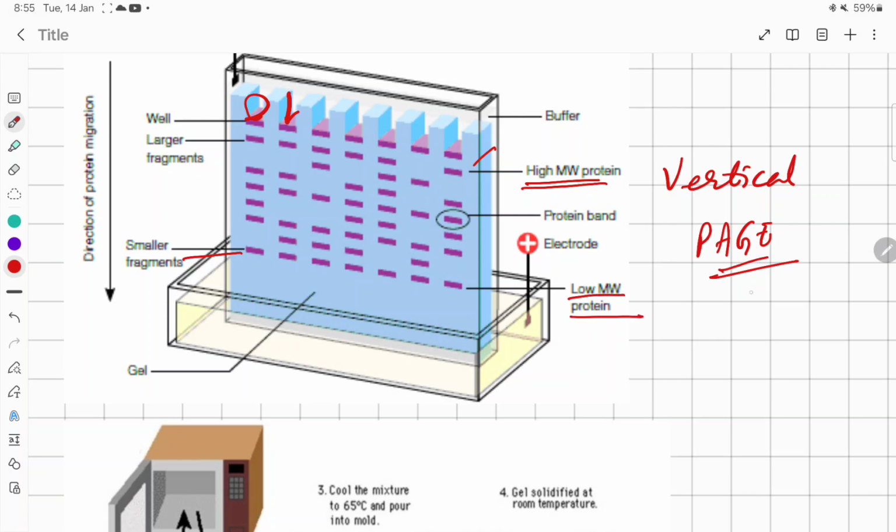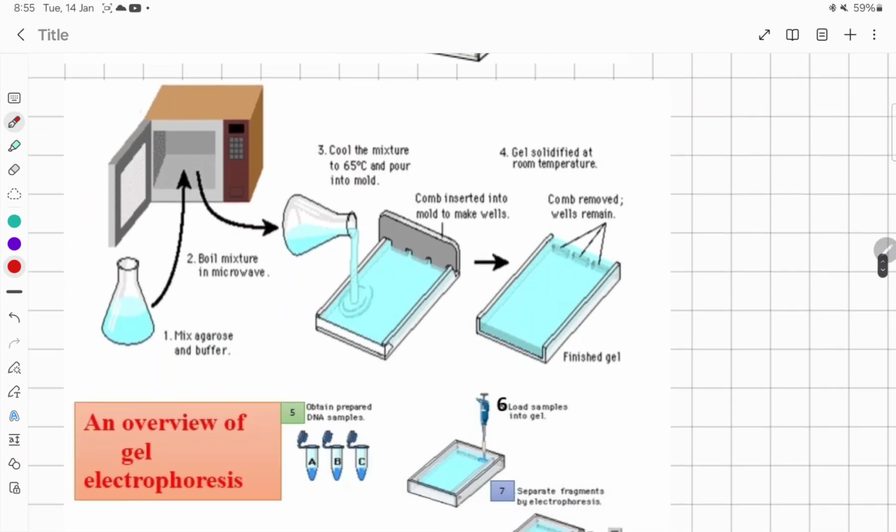As we have already discussed, in polyacrylamide gel electrophoresis the proteins can be separated, and mostly for protein separation we use PAGE or its modified version SDS-PAGE, and for DNA mostly we use agarose gel electrophoresis.